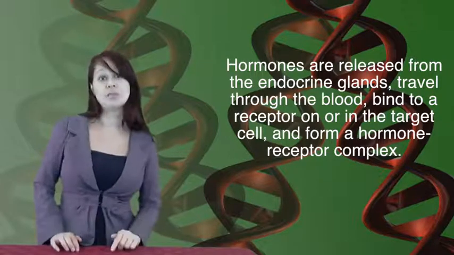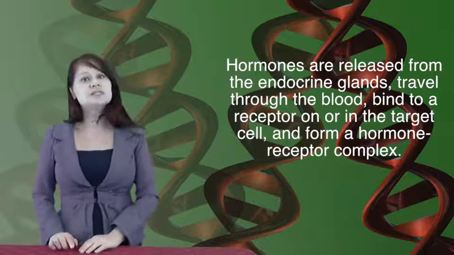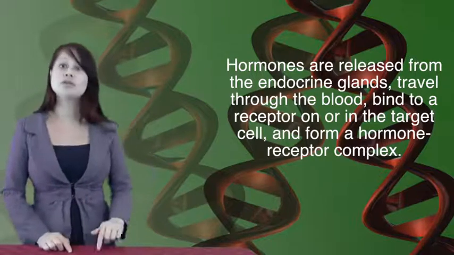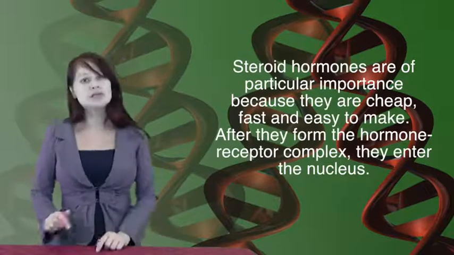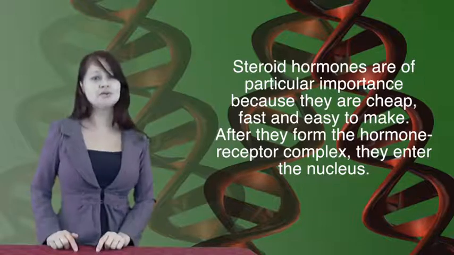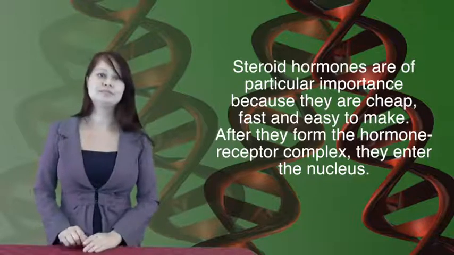that specific hormone. One specific type of hormone class are steroid hormones. Steroid hormones are useful as chemical messengers because they're cheap, fast, and easy to make. Cholesterol is the precursor to make steroid hormones, which is readily available in your system.